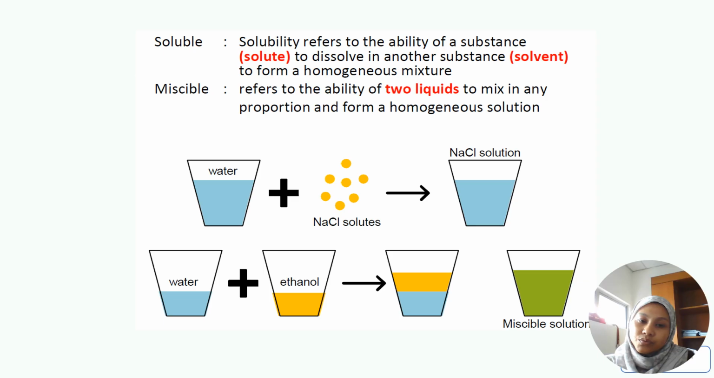For example, if we add water and alcohol together, we can see they can phase out. However, with time, if you shake them together, they can mix and form a soluble or homogeneous solution. This is still what we call a miscible solution or miscible solvent, and it can happen as well.